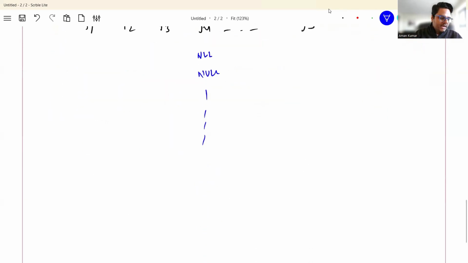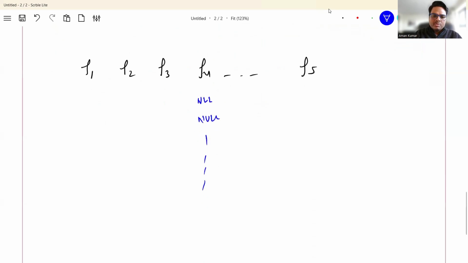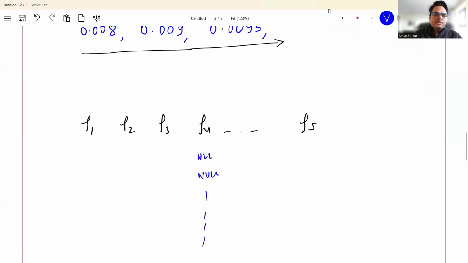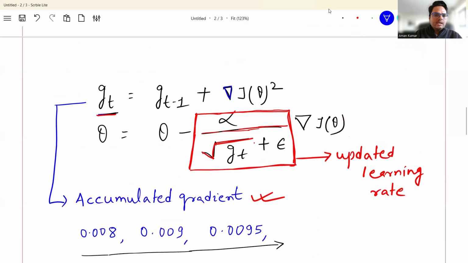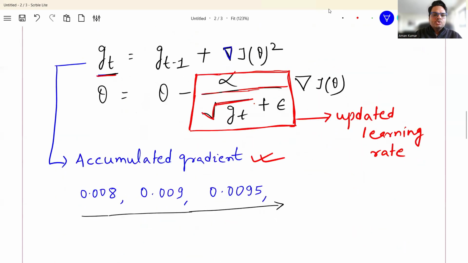The benefit of Adagrad is you need not update the learning rate manually. It will update automatically. The problem is when it reaches towards the lower gradient area, for example, when the cumulative gradient becomes too high.